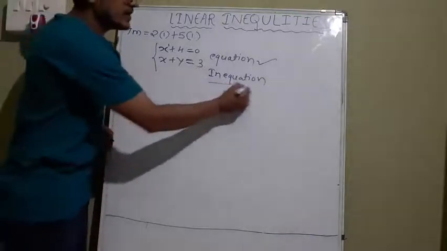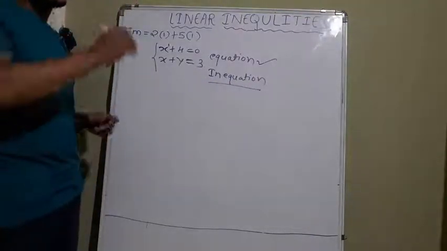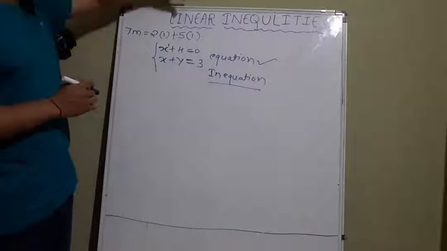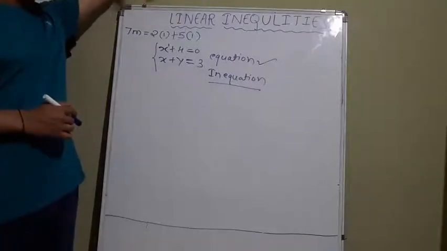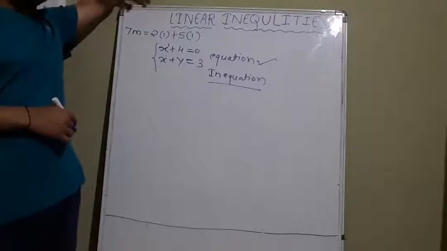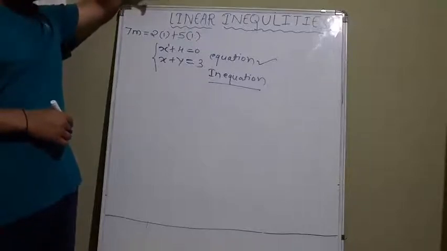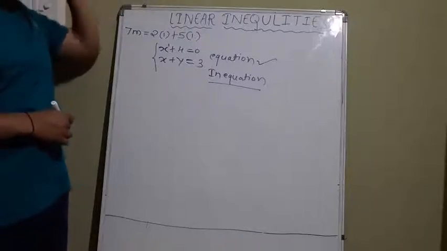And what is meant by inequation? That we are going to see. So I told you the meaning of linear. Linear means any expression or any equation or inequation that contains a variable whose power is 1 is called linear.